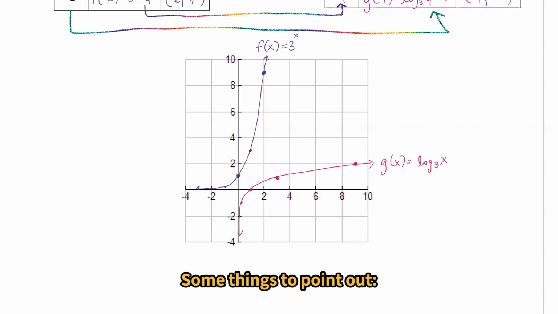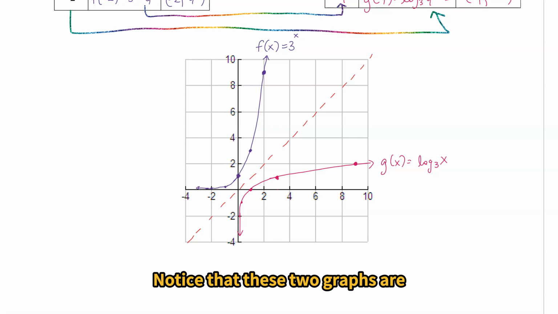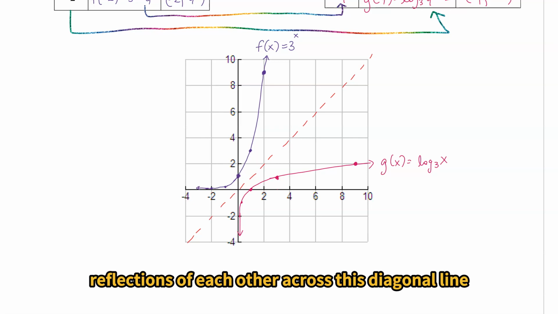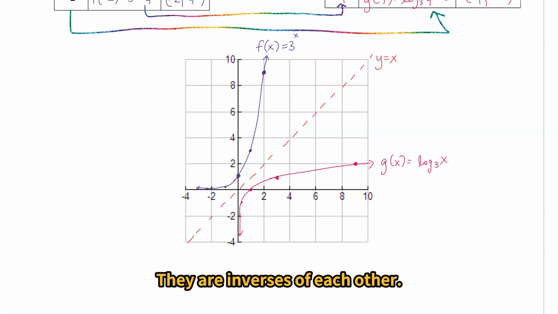Some things to point out. If I draw a diagonal line here, right through the origin, notice that these two graphs are reflections of each other across this diagonal line, which is y equals x. They are inverses of each other, and we can see that in the graph.